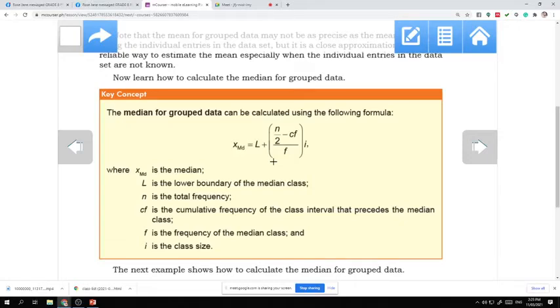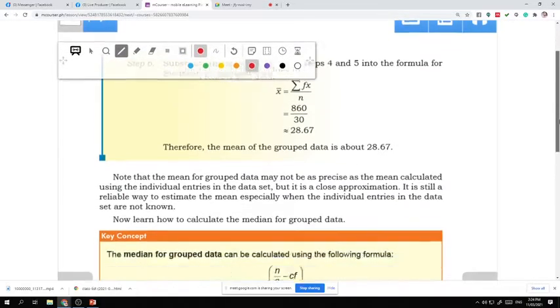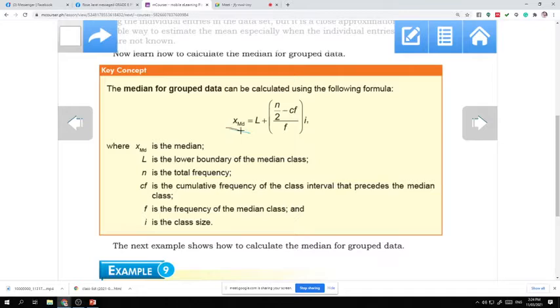We will have the median for grouped data. Now, you have noticed here the formula. The median is simply this one here. Let me change the pen first. Let's make it red. Okay, there you go. So take note, the median is simply, L means the lower limit or the lower boundary of the median class.